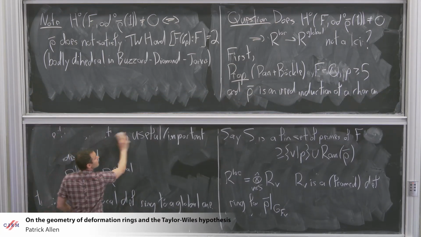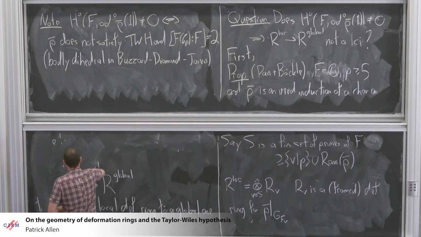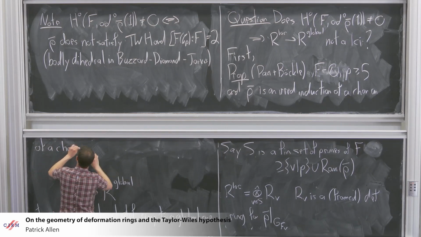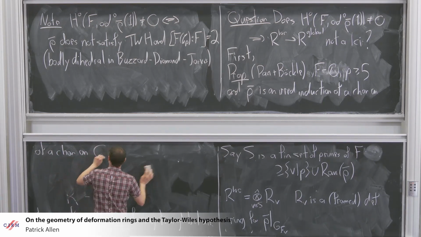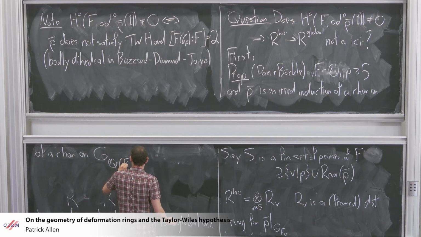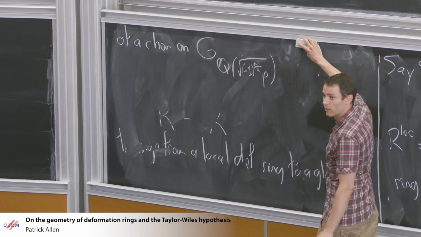What word did I finish off? An irreducible induction. I should have said "of" instead of "on", but okay. Sort of, I'll say of a character on G_Q, adjoin. Now this field is (-1)^((p-1)/2) p, square root. Okay, this is the quadratic subfield.